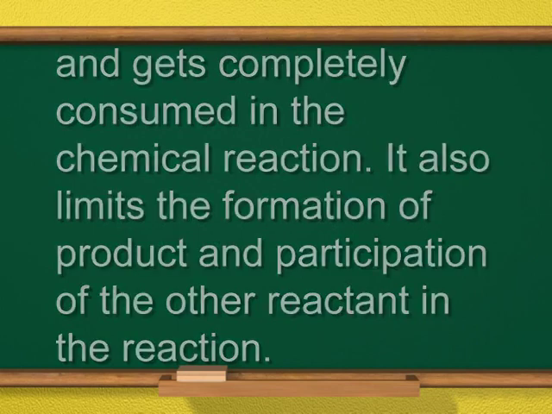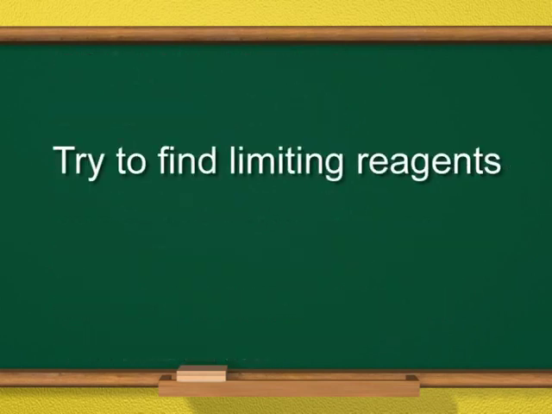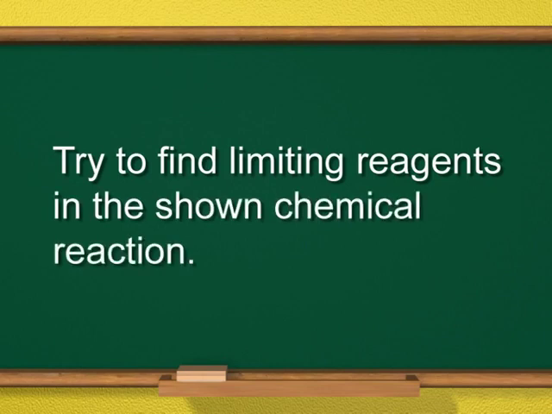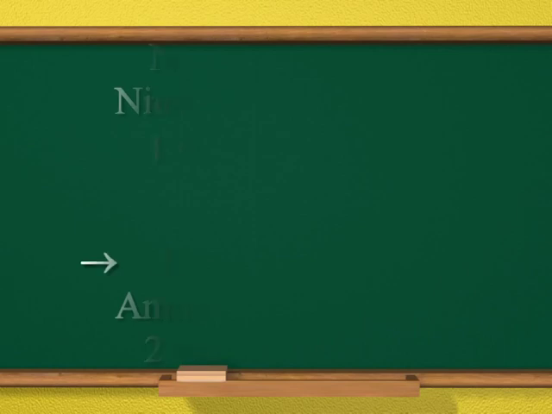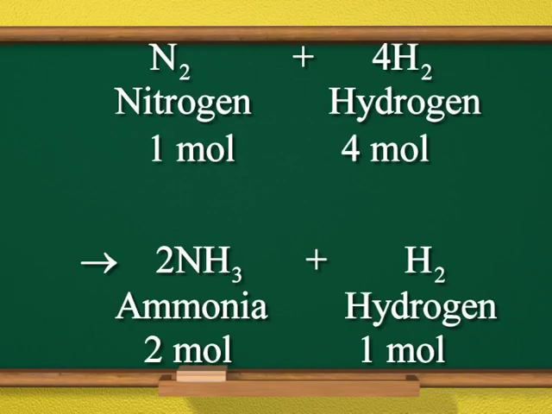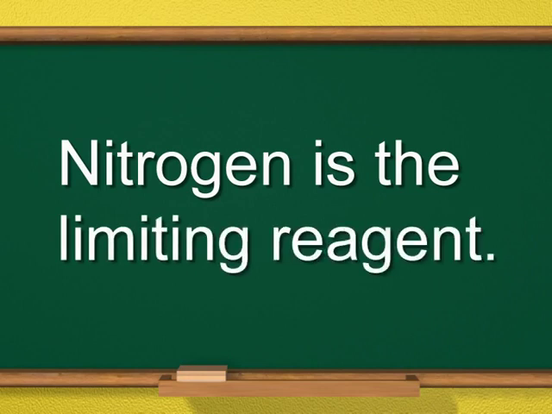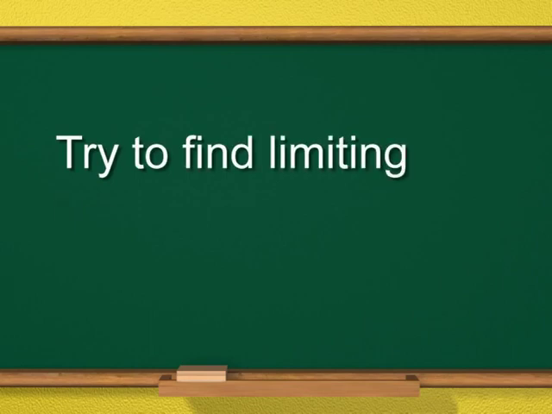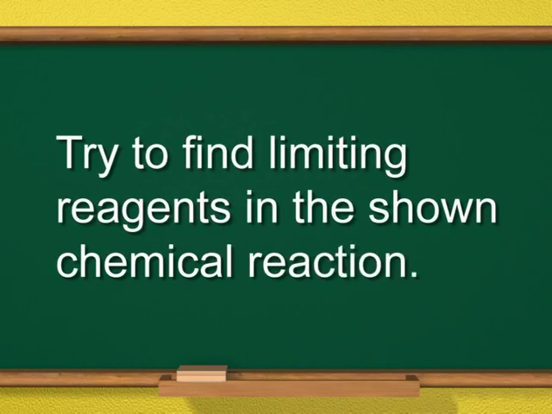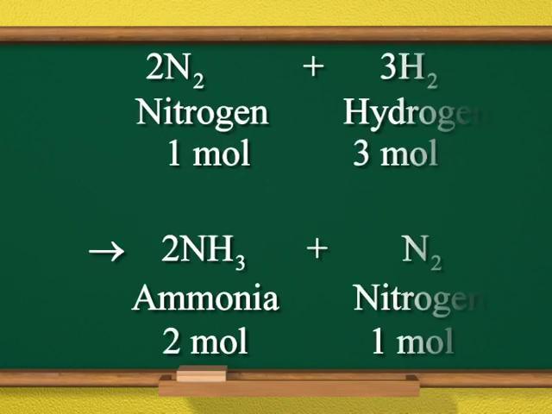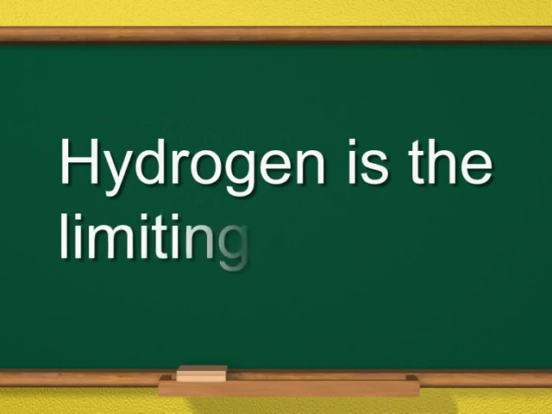My next question is, try to find limiting reagents in the shown chemical reaction. And the answer is, 1 mole of nitrogen gets completely consumed. For that reason, in this case, nitrogen is the limiting reagent. Now, my next question is, try to find limiting reagents in the shown chemical reaction. And the answer is, 3 moles of hydrogen gets completely consumed. Therefore, hydrogen is the limiting reagent.